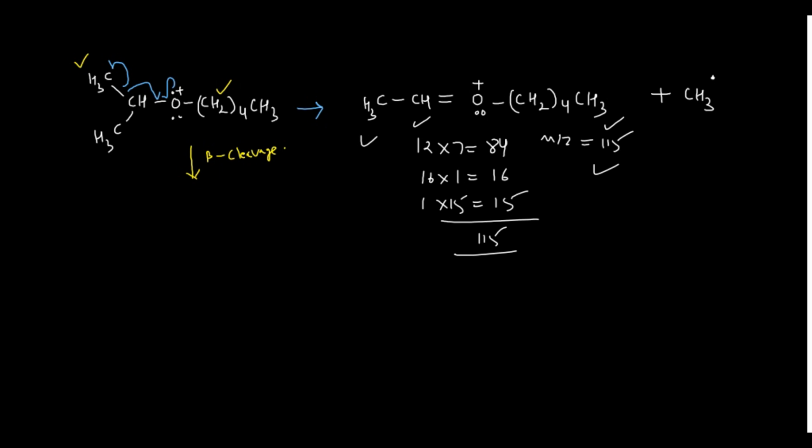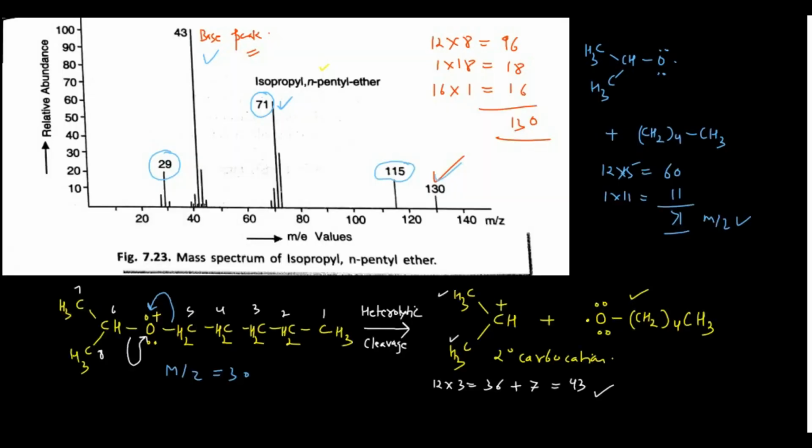Let's go back and check. Yes, this is there actually. This is how you can explain 115 as well. If you want to explain this 29, it is quite obvious again. This is also the easy one, right? Along with this one, this 70, this 43 I have explained, right? But this peak is quite low, 29. You can ignore it, okay?